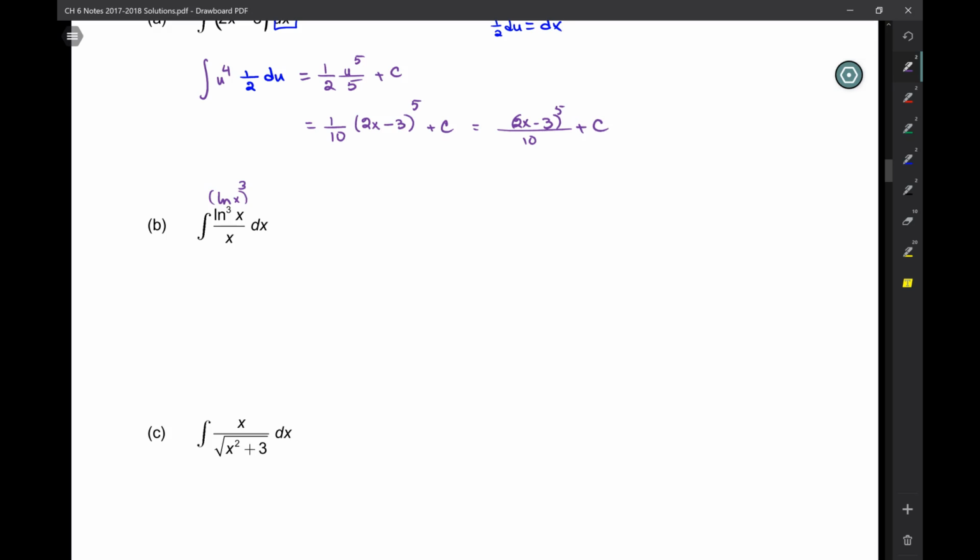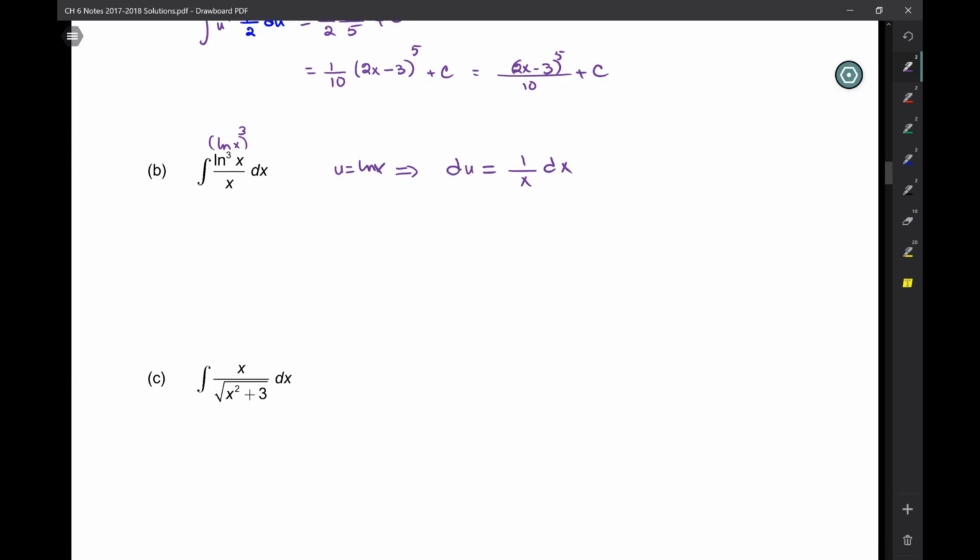So now, what am I going to take as my u? ln of x. Not cubed, just the inside. So u is ln of x, and something beautiful will happen now. What's du? What's the derivative of ln of x? 1 over x. So du is 1 over x dx.